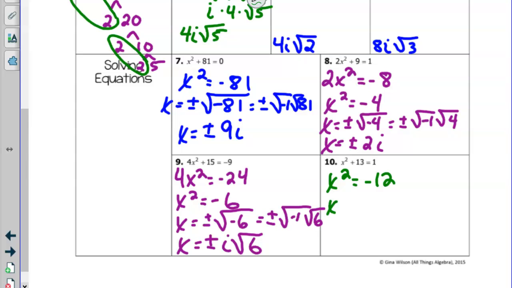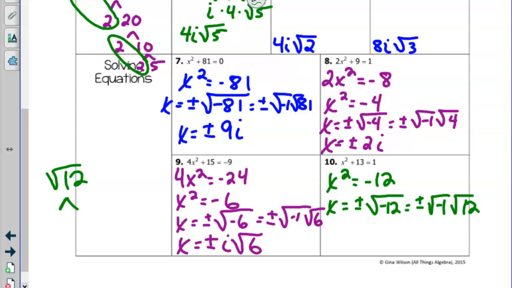Very good. So x is equal to plus or minus the square root of negative 12, which is the same thing as saying plus or minus square root of negative 1 and square root of 12. What do I need to do to the square root of 12? Yeah, what are my factors of 12? What's one pair? Yeah, 6 and 2, and then 6 breaks down to 2 and 3. Very good. So a pair of 2's come out and become 1 two, and 3 stays behind.